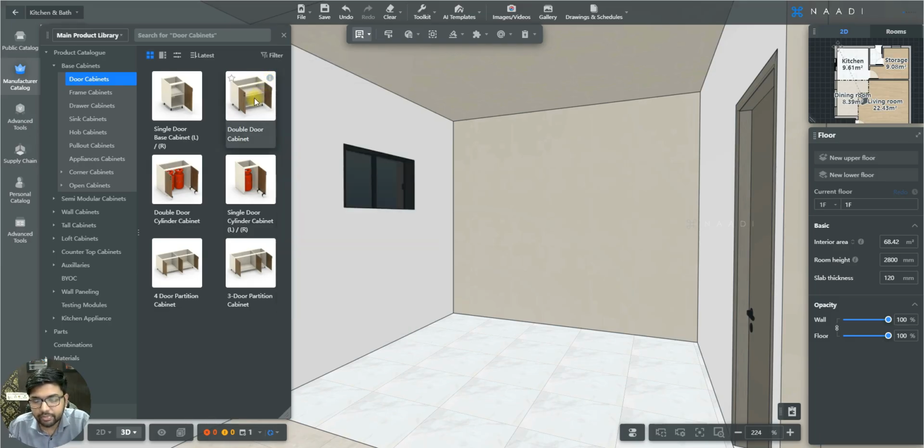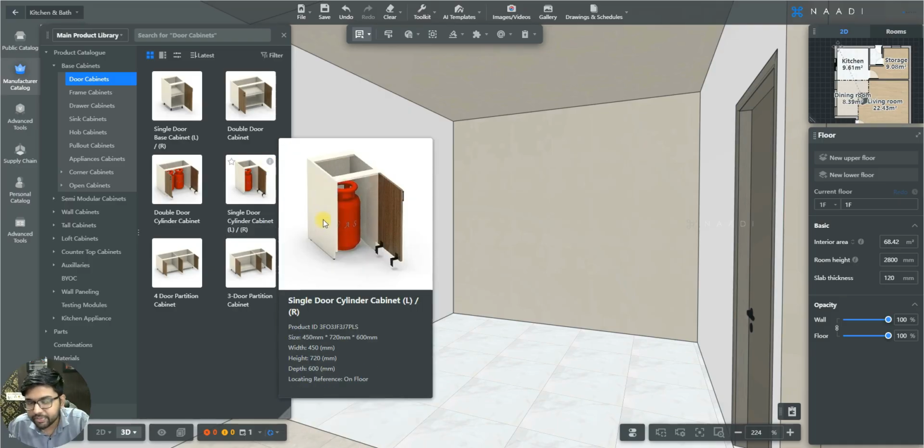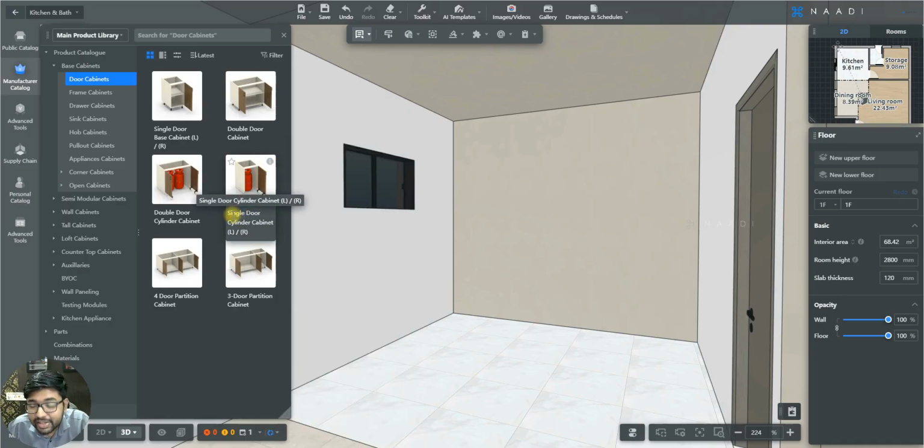That is the first. The second component here is the name. Just by reading the name, you will be able to precisely understand the nature of that cabinet. If it is a single door base cabinet, it will tell you single door base cabinet. Same thing, double door cabinet. And this one is also a single door cabinet, right? But this is not like your normal shelf cabinet. This one is a cylinder cabinet. Just by looking at the thumbnail, you can understand that difference. Or if you need the name, you will precisely get to know about it. It clearly states it's a single door cylinder cabinet.